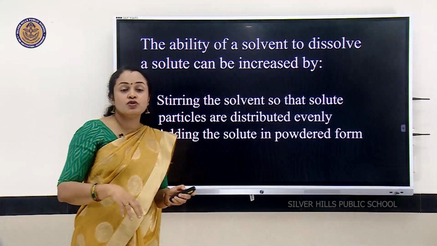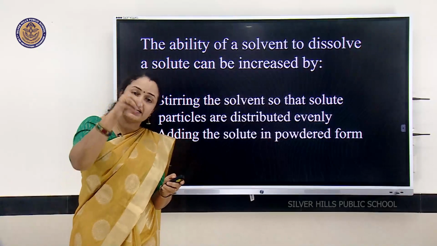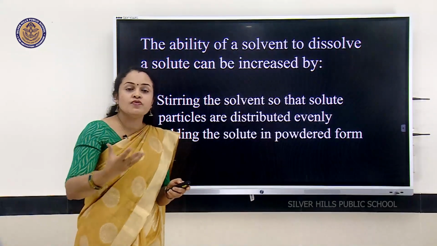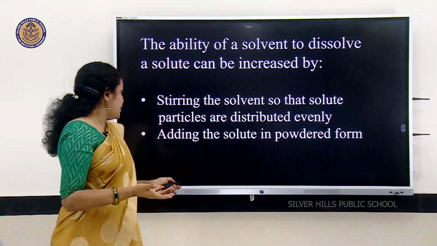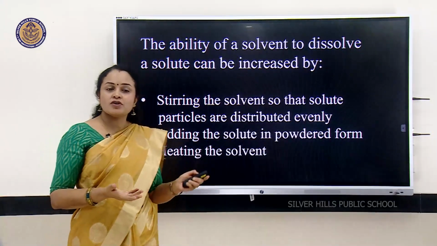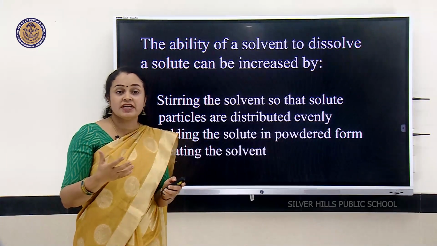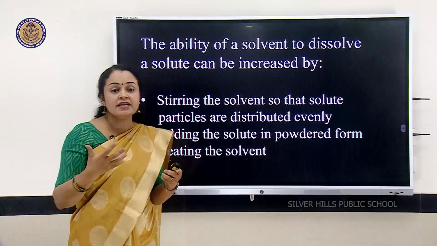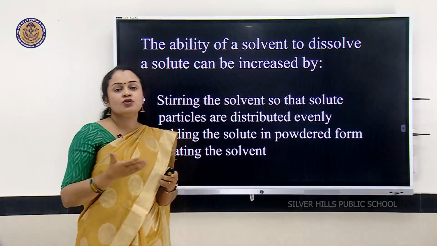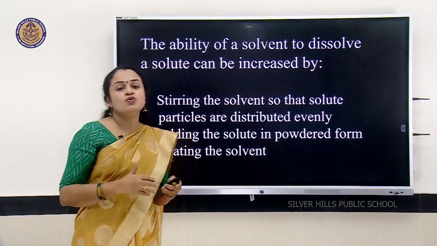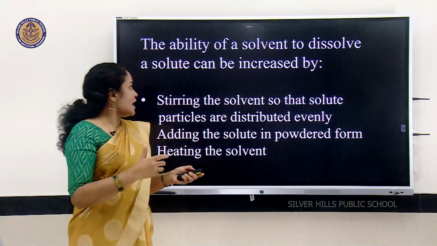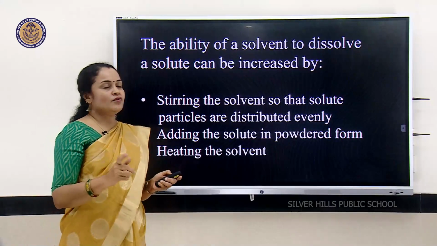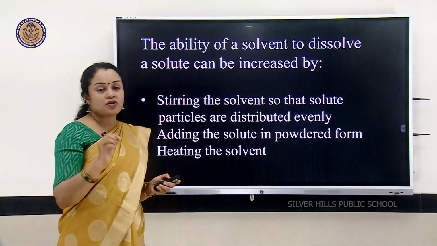When you add the solute in powdered form instead of big cubes, the solute will dissolve in the solvent faster. Then heating the solvent. Here also, the solvent particles gain more energy when you heat it and come in contact with the solute particles, and so the solute dissolves in the solvent very fast.